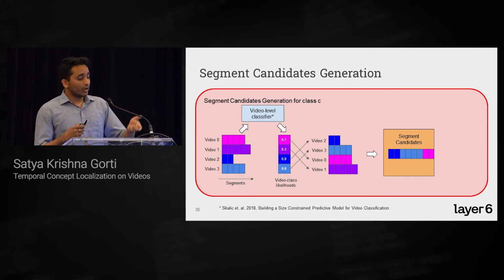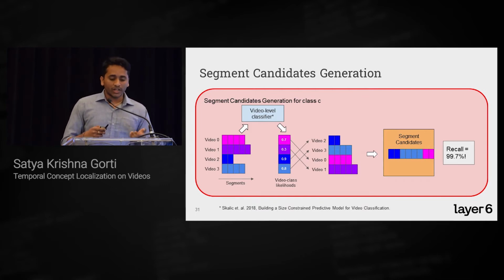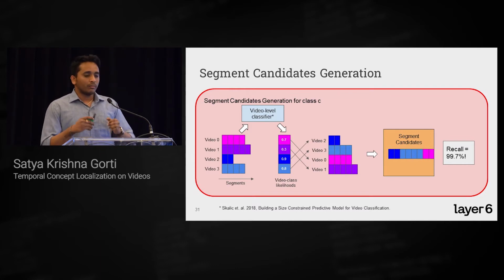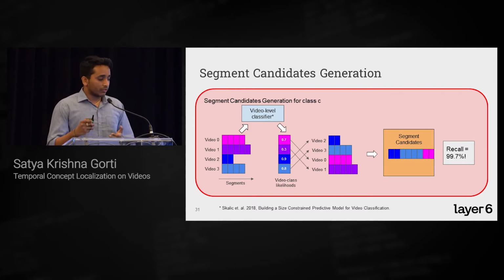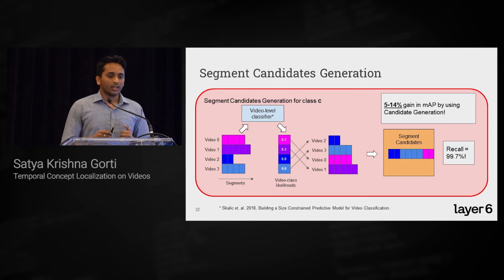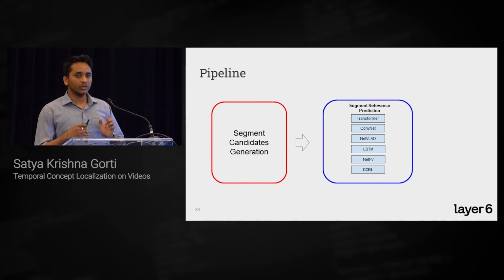So now for every class, we have a pool of candidate segments that are very likely to belong to that class. We measured the recall for this, and it's a near perfect recall, 99.7. That means we are not losing much by reducing the search space, because we have a near perfect recall. We will see later that this gives us a 5 to 14% boost in mAP, which is a significant boost. So that is the first stage: we use a state-of-the-art model to reduce the search space down.